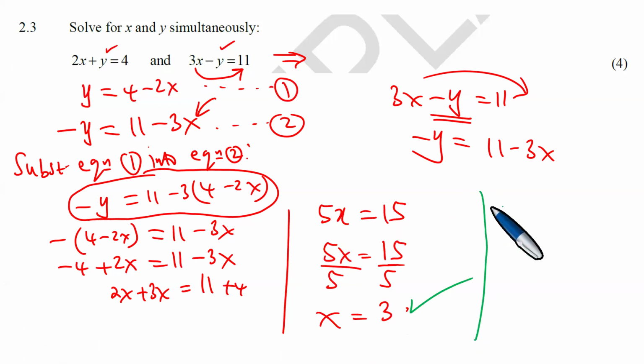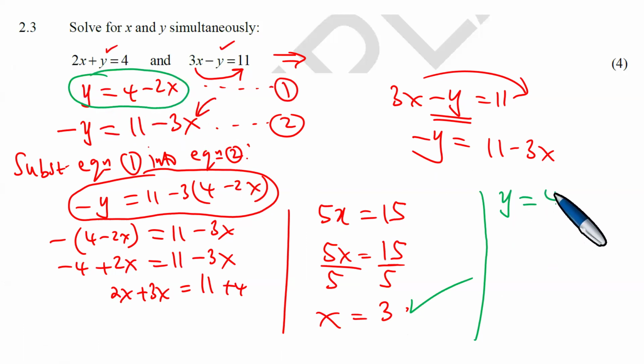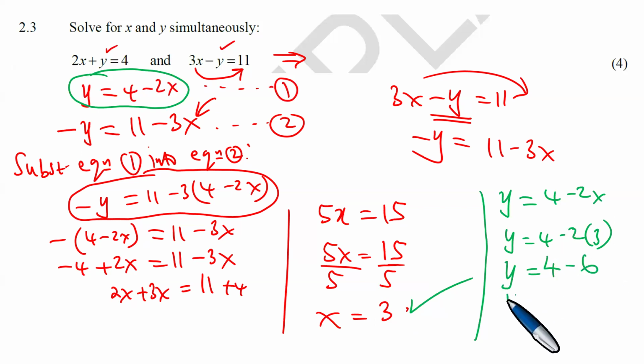We need to solve for y as well. But you need to remember that y is what? y equals 4 minus 2x. Okay, 4 minus 2 into 3. Well done. So we substitute the 3 in the place of x. Then what do you get here? 4 minus 6. Excellent. Then what do we achieve? Negative 2.